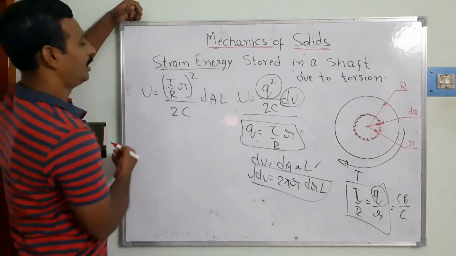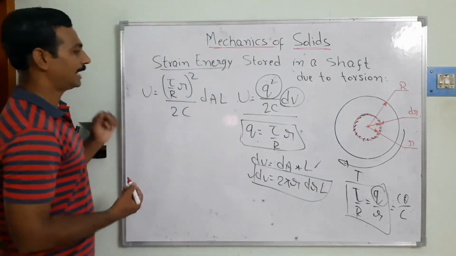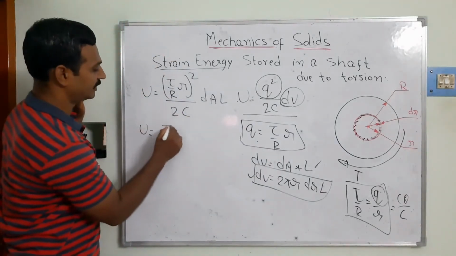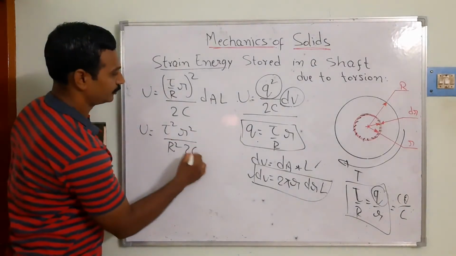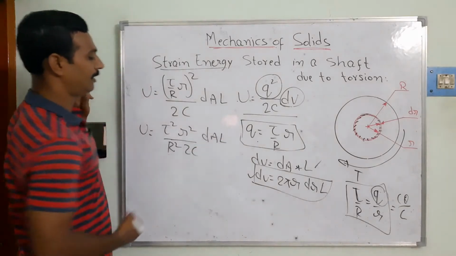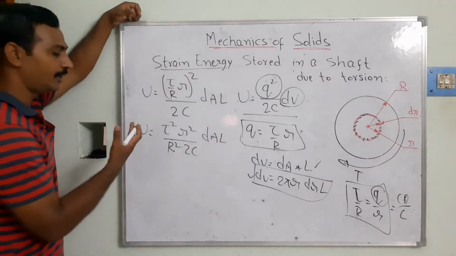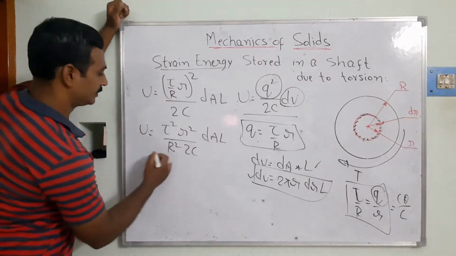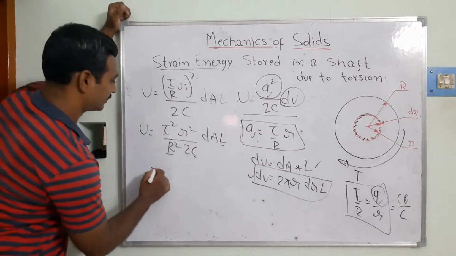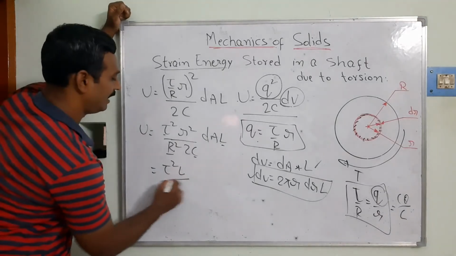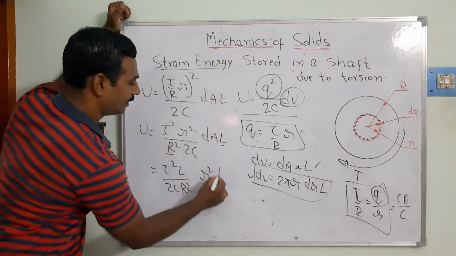So after this, what is the variable in this case? The radius is the variable, that's why it's varying from 0 to capital R. So further simplification of this equation: tau square r square by capital R square into 2C dA into L. Now what are the constant parameters and what are the variable parameters? Capital R, C, tau and L are the constant parameters. So we get tau square L by 2C R square, and then r square dA.